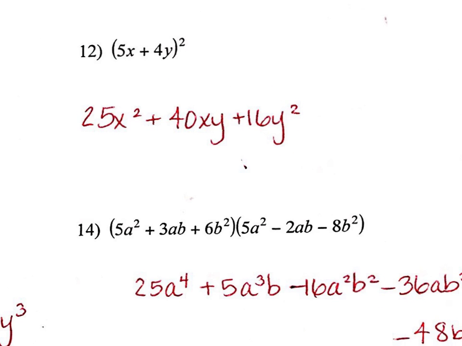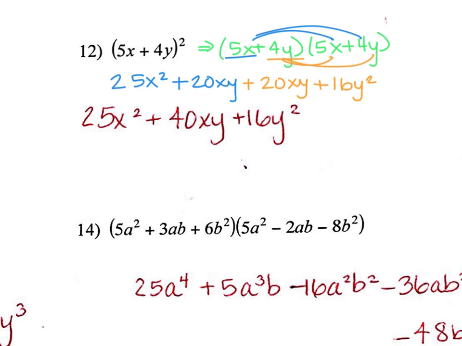I'm going to show you the same work for number 12. Before I do that, you may not notice that this is multiplication, but squared means that that's happening twice. So really, this problem is telling me to do 5x plus 4y times 5x plus 4y. All right, I'm going to pause and do my distributive property. And here's what I have. Those are my 2 different distributive properties.